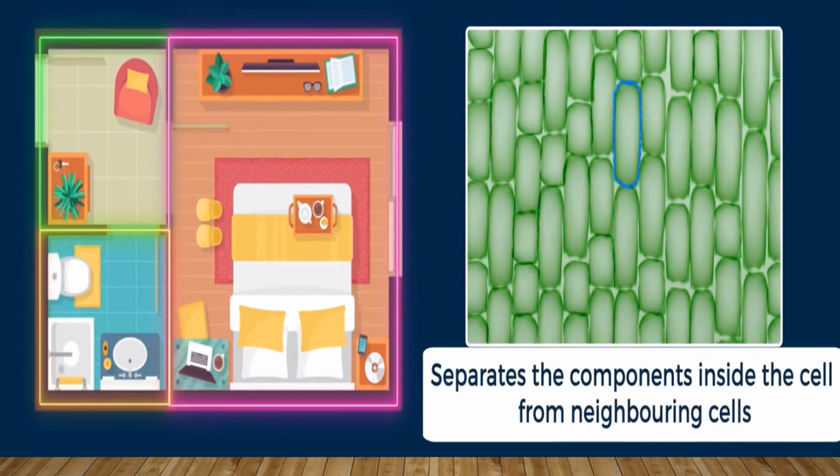Next function is separates the component inside the cell from neighboring cells. As you can see the structure of home, यहाँ पे आप देख सकते हैं एक room है, ये another room, and this is the washroom. So all three are separated, और ये सब separate किसकी वजह से है? Just because of walls. So same like this, हमारी body में बहुत सारी cells present हैं.